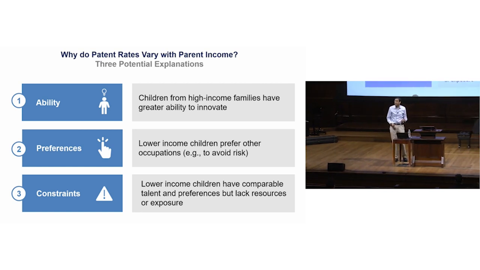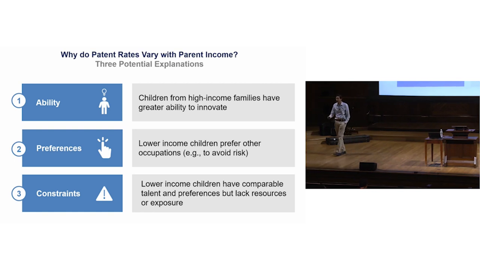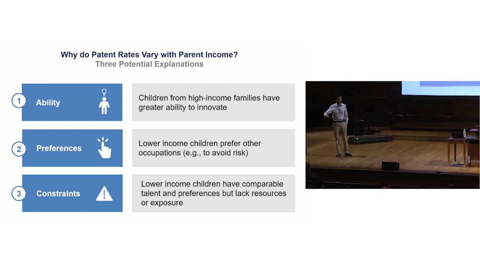All right, so why is that the case? Why do patent rates vary so much with parent income? So I think there are three potential explanations that you might think of. The first, which I think is important to assess from a scientific point of view, is just the simple idea that there's genetic transmission of ability. So presumably, if your parents reach the top 1% of the income distribution, earning, say, more than $500,000 a year, they must have been pretty talented to do whatever it took to get up to that level of success. And we know that there's genetic transmission of ability across generations. So maybe kids from higher income families just have a greater ability to innovate. And so maybe to some extent, this just reflects transmission of ability.